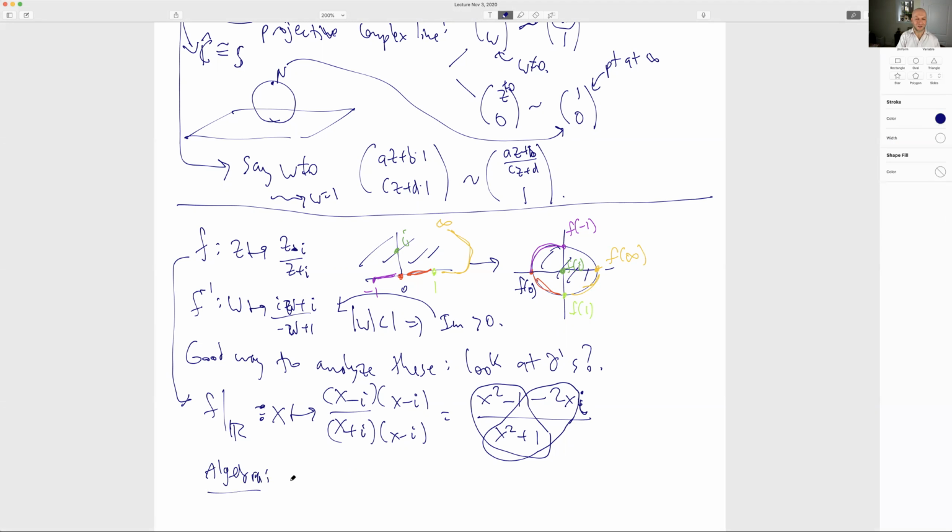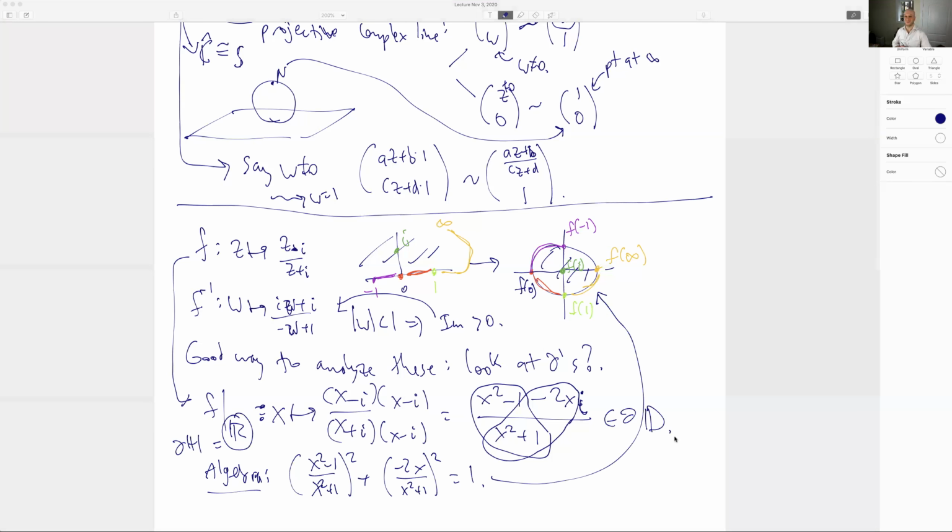Algebra: x squared minus 1 over x squared plus 1, squared, plus negative 2x over x squared plus 1, squared, is equal to 1, which is blatantly obvious if you look at the numerators and compare them to the denominators. Okay, so what that means is we're getting points on the boundary. It maps this boundary. This is the boundary of H, plus the point at infinity, maps to the boundary of the disk. All right.